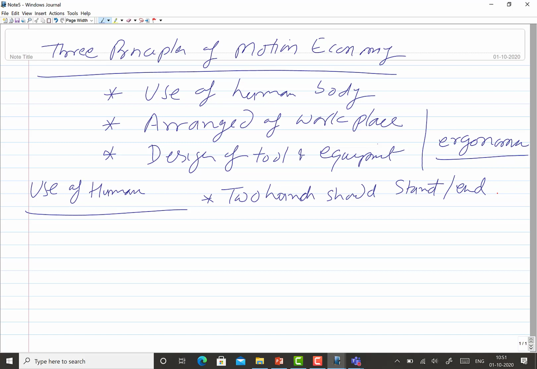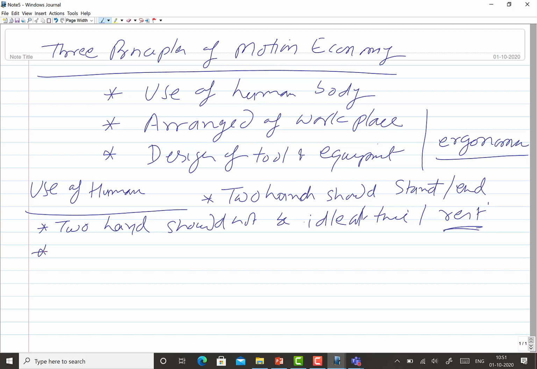This is one. Okay. The second, two hands should not be idle at the same time, except when there is a rest. So when the worker is taking rest, it is fine.